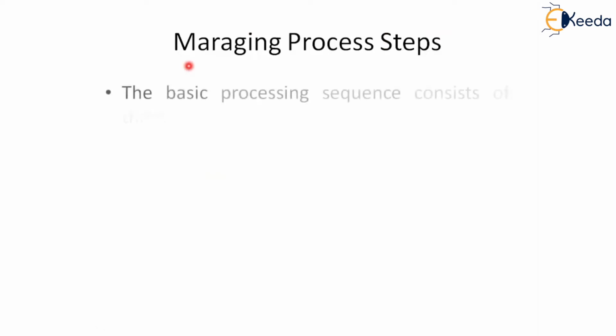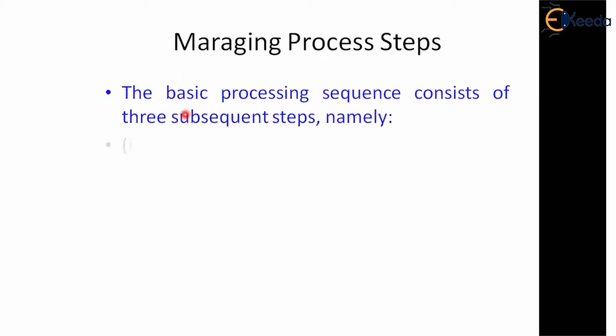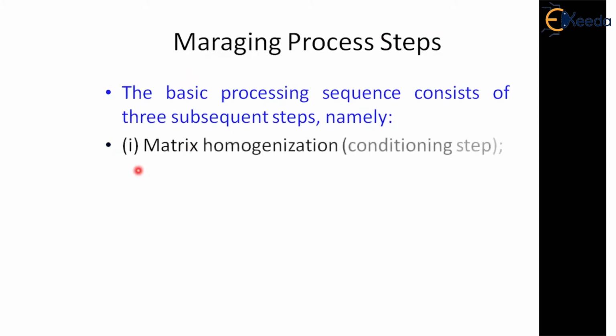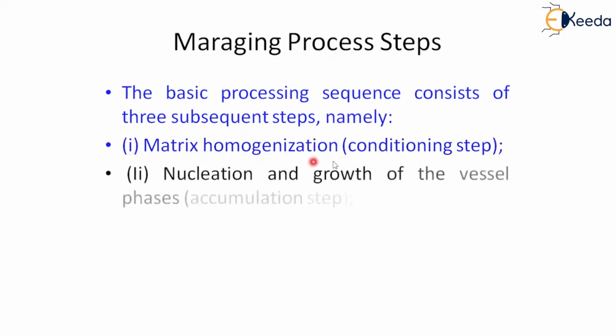Here, observe the basic processing sequence. The first step is called matrix homogenization, that means a conditioning step. Homogenization means keeping the material at a particular temperature, and we have to hold the material at that temperature for a particular period of time. That is represented as matrix homogenization.